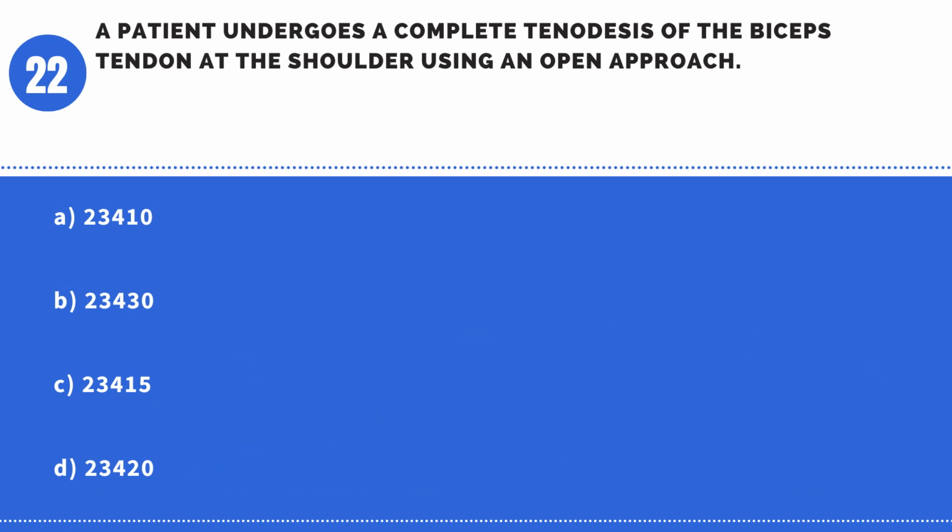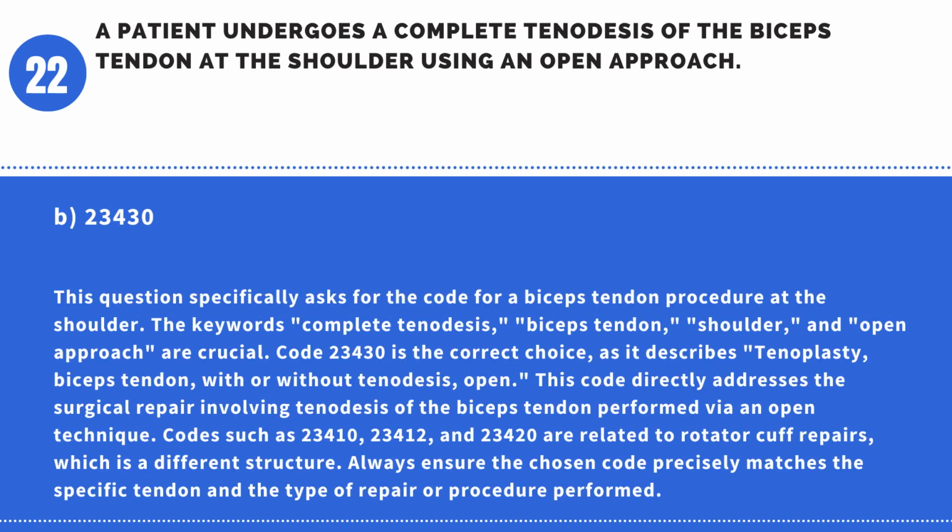Question 22. A patient undergoes a complete tenodesis of the biceps tendon at the shoulder using an open approach. A. 23,410. B. 23,430. C. 23,415. D. 23,420. Answer B.